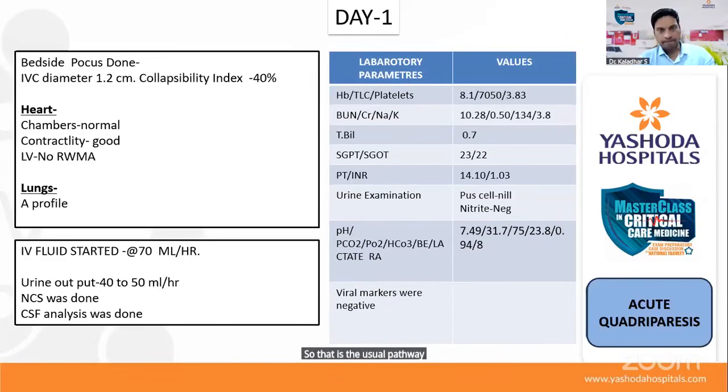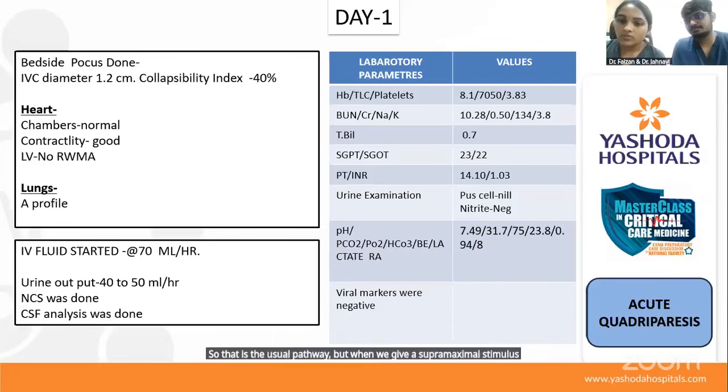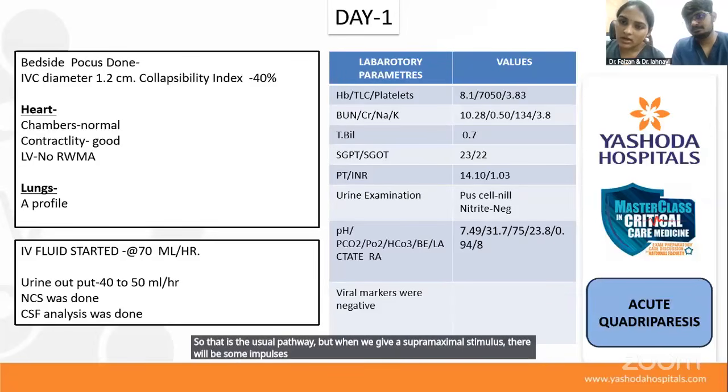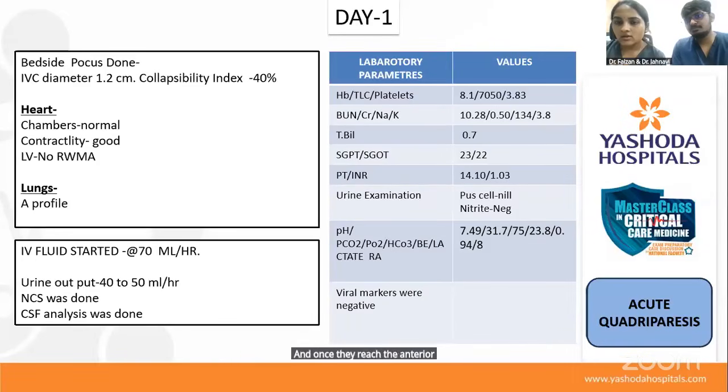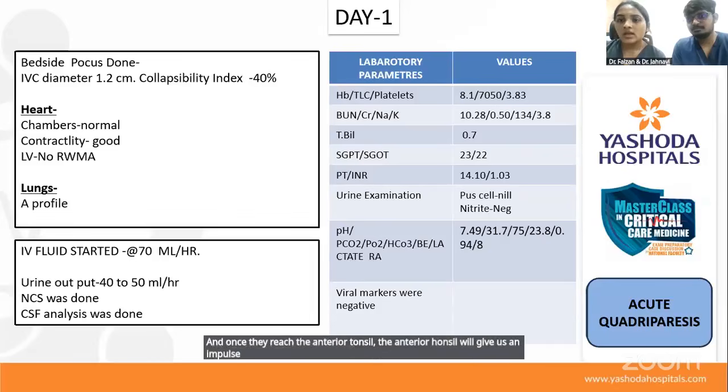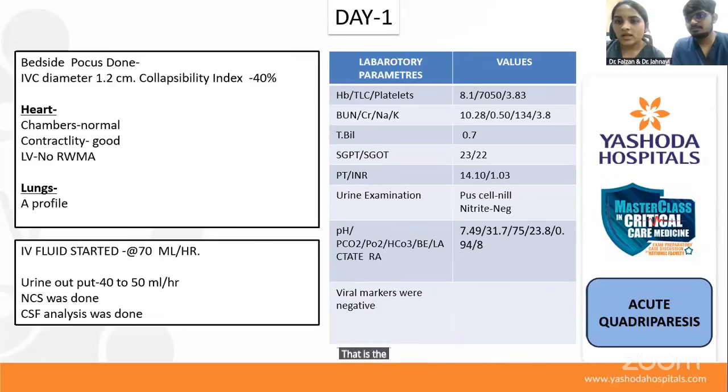But when we give a supramaximal stimulus, there will be some impulses that travel orthodromically to the spinal cord. And once they reach the anterior horn cells, they will give us an impulse. That is the F wave. And it has different shapes and morphologies basically.